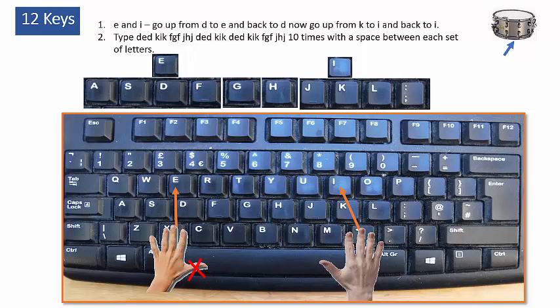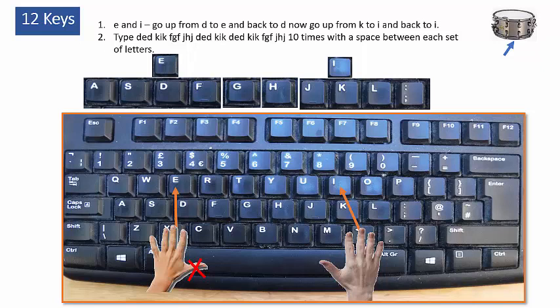Type D, E, D, K, I, K, F, G, F, J, H, J, D, E, D, K, I, K, D, E, D, K, I, K, F, G, F, J, H, J. Practice those. You should try and type them out 10 times with a space in between each of the letters.